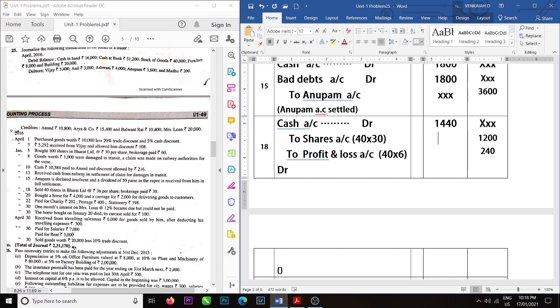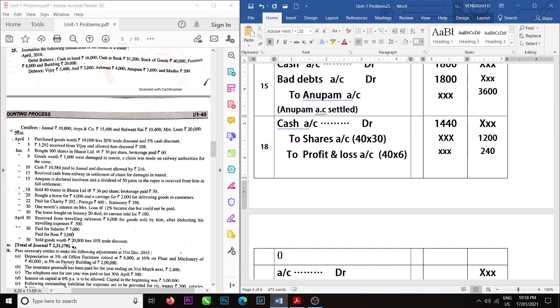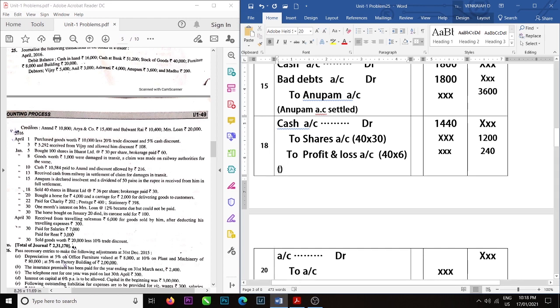Okay, this happens to each and every trader. They will buy shares and sell shares in the market. You can observe the share market. Party shares sold at the rate of 36 each.